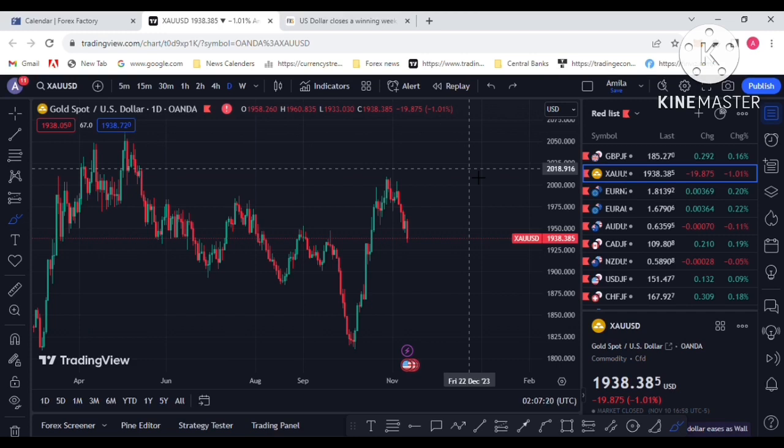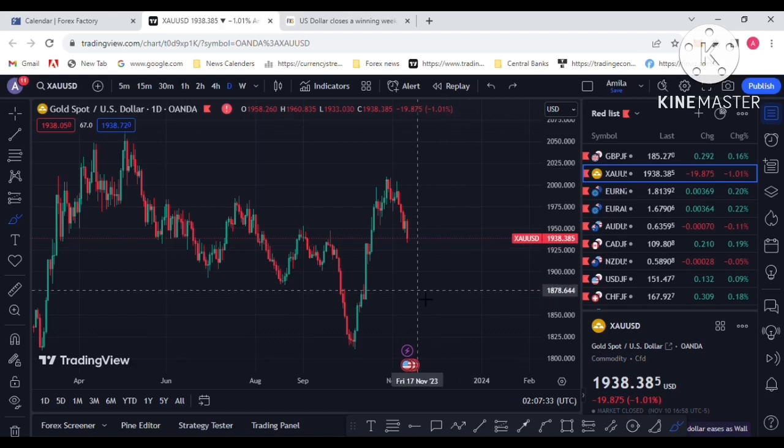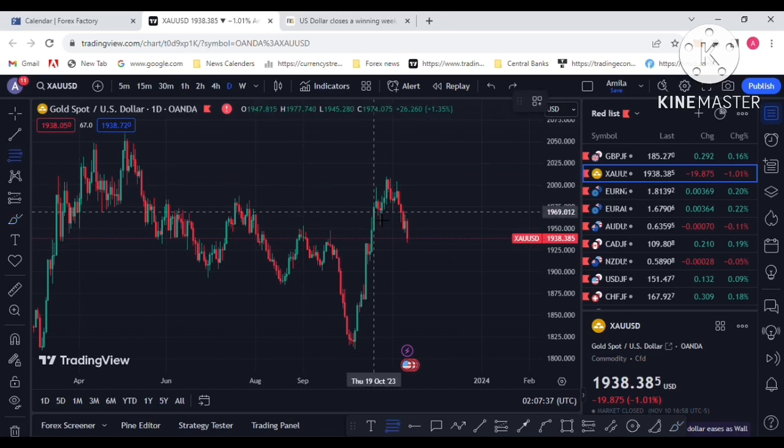So let's move on to this week's analysis. I am using Fibonacci for this movement, to identify the retracement level. What is the retracement level?